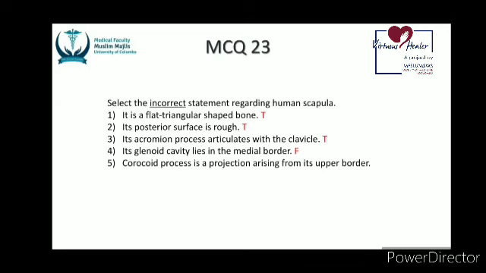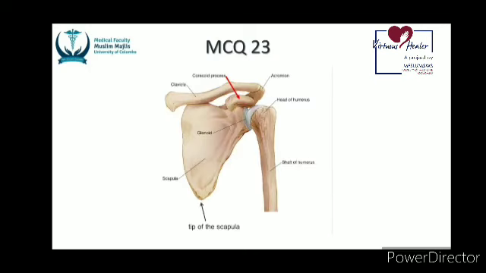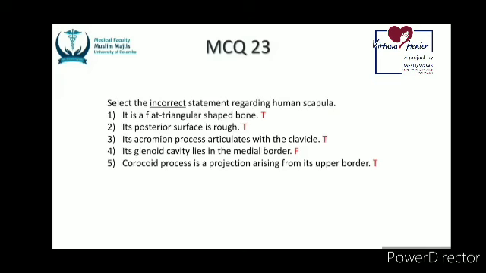Statement number 5. Coracoid process is a projection arising from its upper border. Again, if you go through this diagram, here the red color arrow shows you where the coracoid process is. So, this is a process that arises from the upper border of the scapula, and therefore this statement is also true. So, out of all the 5 statements, the incorrect statement will be number 4.